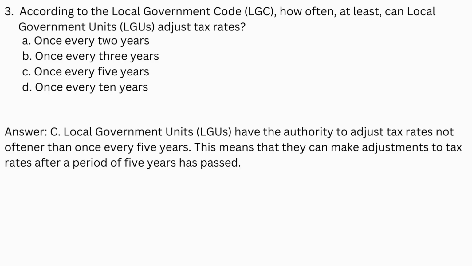Answer, letter C. Local government units have the authority to adjust tax rates not oftener than once every 5 years. This means that they can make adjustments to tax rates after a period of 5 years has passed.